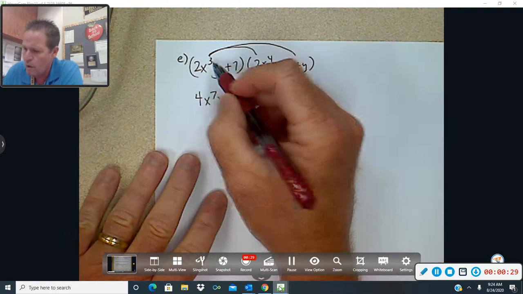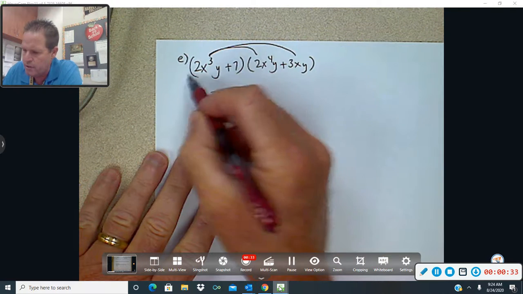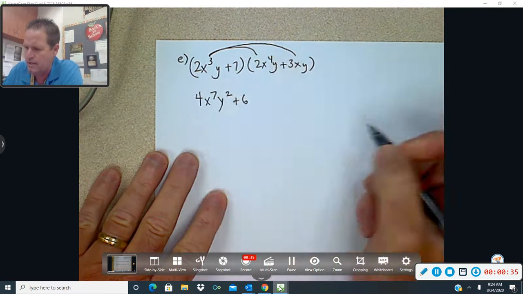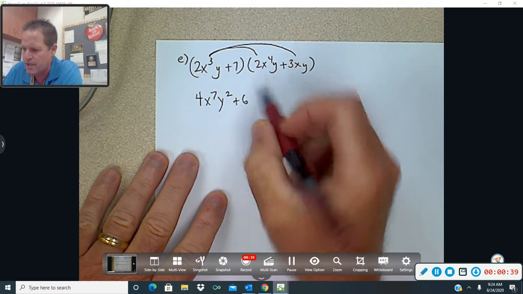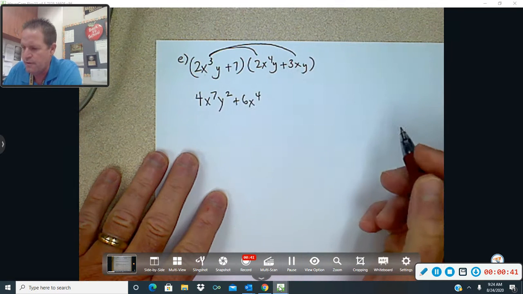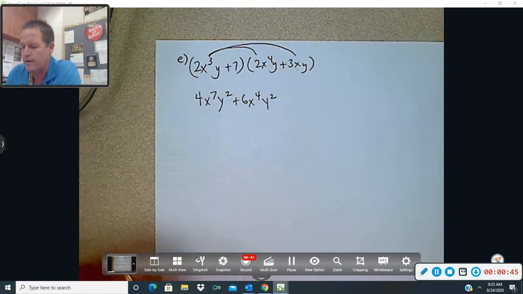All right, so now we want to distribute and multiply here. So let's go ahead and do 2 times 3 to make 6. And then you got an x cubed times x to the 1st. That makes x to the 4th. And then we have y times y. That makes a y squared.